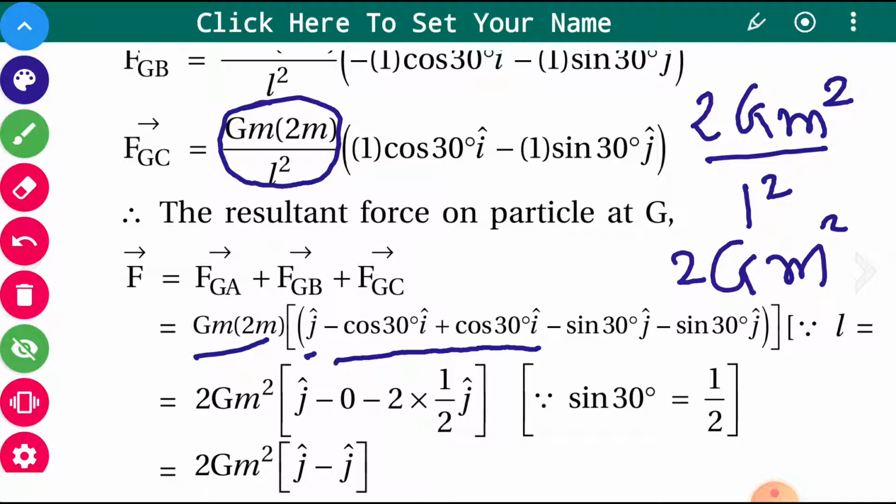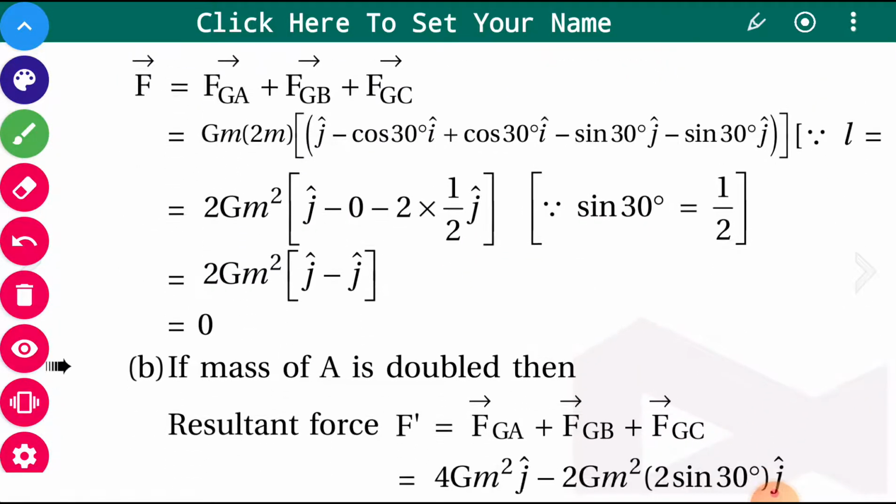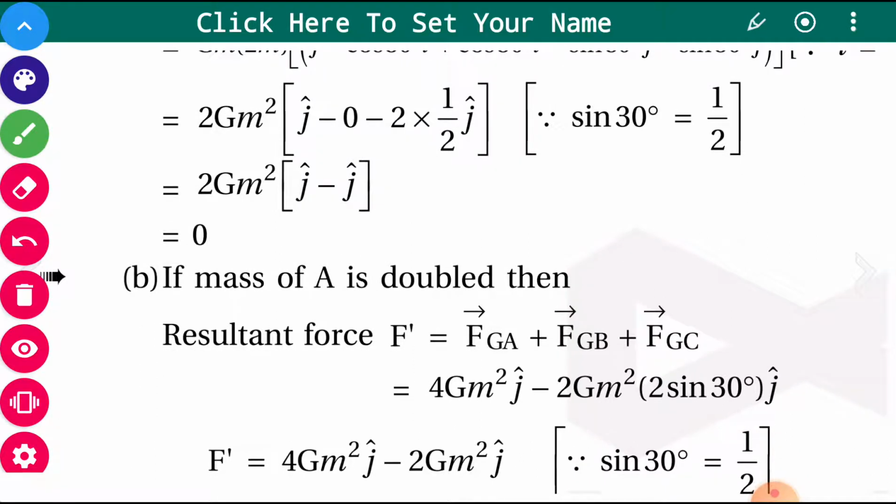Then you can see the cos functions, or rather the functions having x components, are taken together, so i cap are taken together and j cap are also taken together. If you just simplify this, you will get j cap minus j cap. It's very easy for you to simplify, so it becomes 0, so the resultant force becomes 0.